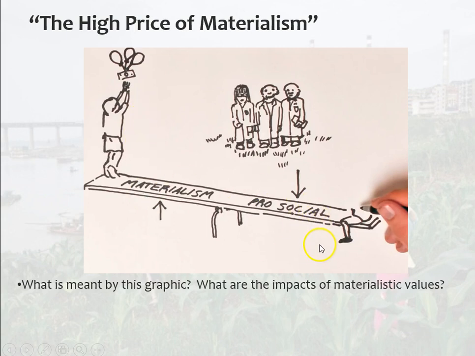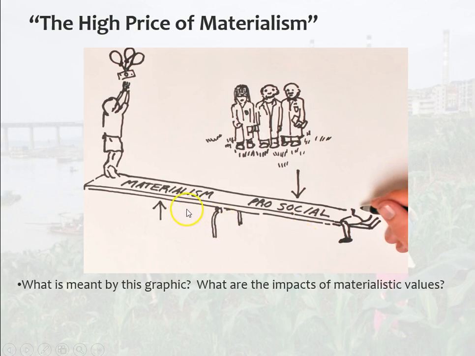Pro-social just means treating other people well. So you can think of it as the opposite of antisocial, right? If you're antisocial, then you don't treat people well. You're not good to other people. And that's what a lack of pro-social behavior means.